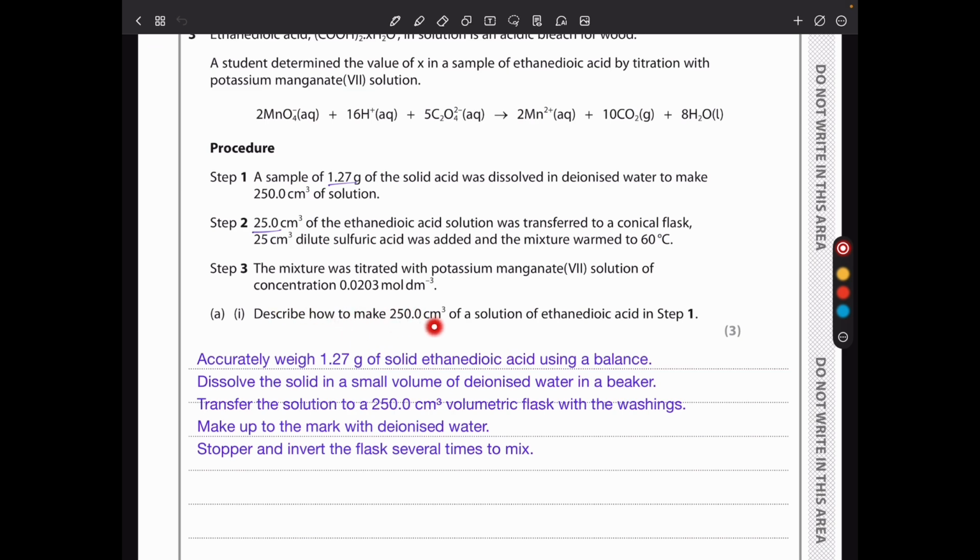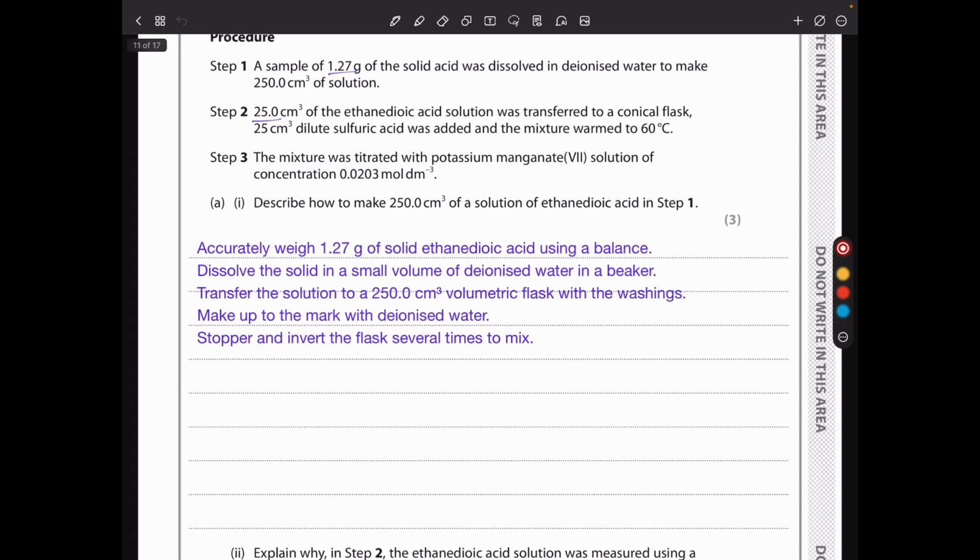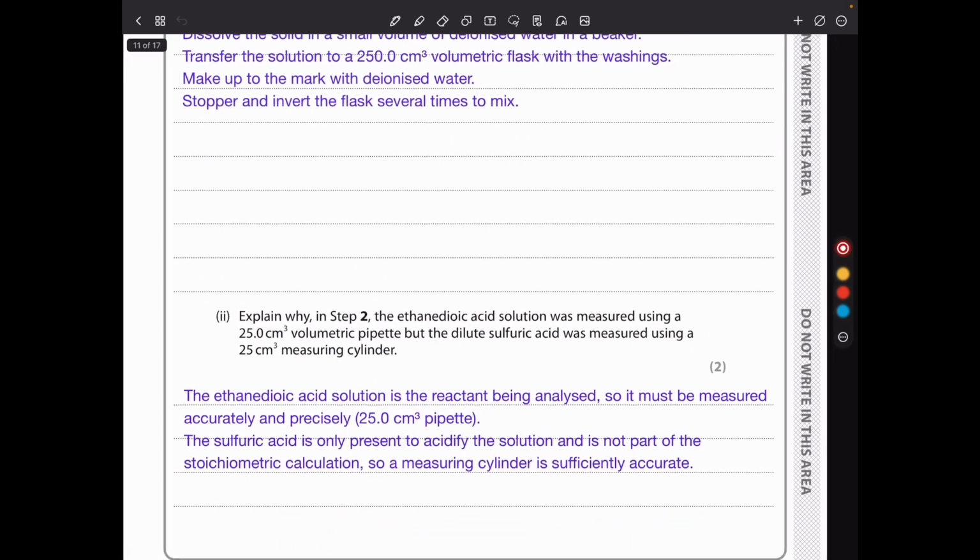They say describe how to make 250 centimeters cubed of a solution of ethane dioic acid in step 1. So we're going to weigh this mass of the solid ethane dioic acid using a balance. Then we'll dissolve the solid in a small amount of deionized water in a beaker, and then we'll transfer to a 250 centimeters cubed volumetric flask, transferring the washings as well. Then we will top up to the 250 centimeters cubed mark using deionized water, stopper, and invert in order to create a solution of uniform concentration.